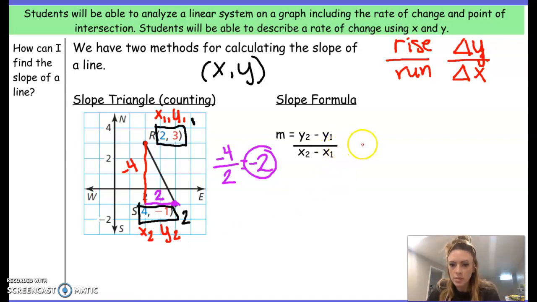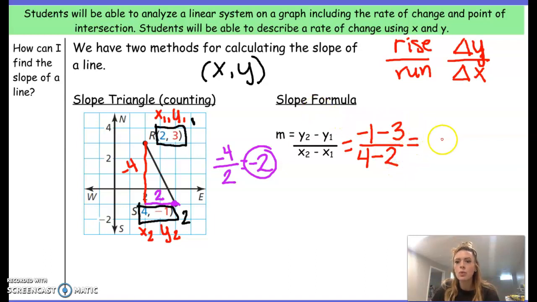Now I just plug those in. So Y sub 2 is -1, minus Y sub 1 is 3. Then I move to my X's. X sub 2 is 4, minus X sub 1 is 2. Okay, -1 minus 3 is -4. 4 minus 2 is 2. You see how we got to the same thing here as we got to here. Then I'm just going to simplify that and it's going to be -2.